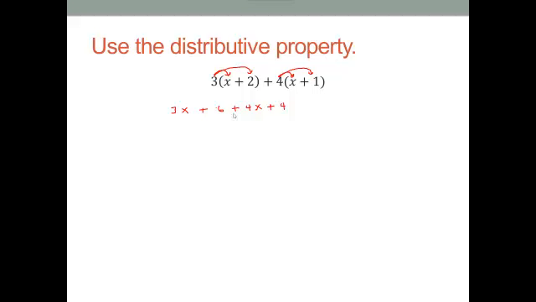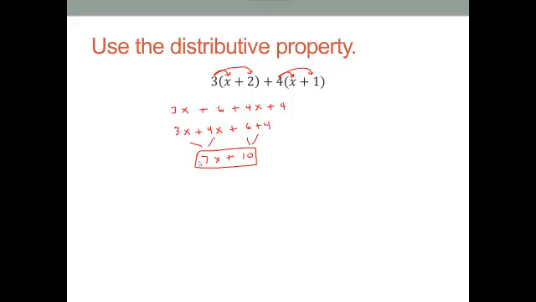Now here in this expression that we have left, you notice that we have some like terms. That's right, 3x and 4x are like terms, and then our regular numbers are like terms. So we can combine those like terms, and if you want to rearrange it, you can, but you don't have to. The 3x plus the 4x would become 7x. The 6 plus the 4 would become 10. So 7x plus 10 would be our resulting answer.